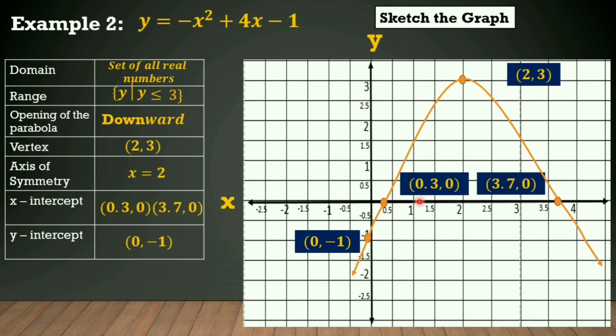And then, our vertex is the turning point of this parabola. So, yan, dyan siya lumiko. Kaya yan yung vertex natin. Tapos, yung axis of symmetry natin, wherein it divides the parabola into two equal parts. So, sa x is equals to 2 siya nag-fall. So, ayan siya. Then, yung x-intercept naman natin. So, itong mga points na to. Ito yung mga points sa x-axis na kung saan ay dinaanan ng parabola natin. So, ito yung x-intercept. Tapos, yung y-intercept naman, ito yung points na dinaanan ng parabola natin dito banda naman sa y-axis. So, ito siya.